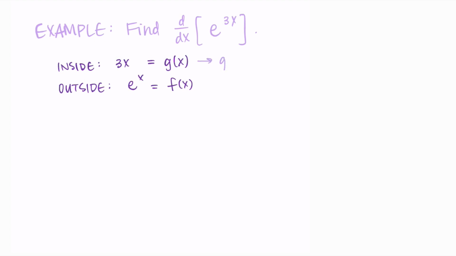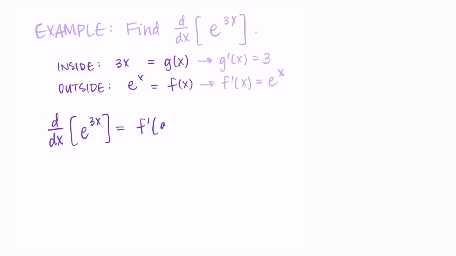The derivative of 3x is 3, and the derivative of e to the x is itself, e to the x. Now, using chain rule, the derivative of a composition is f prime of g of x times g prime of x, where the composition is f of g. So I like to work from the inside out with my inside functions first. So f prime of g is 3x, then I multiply by the derivative of g, that's 3.